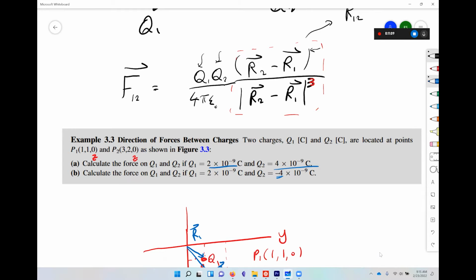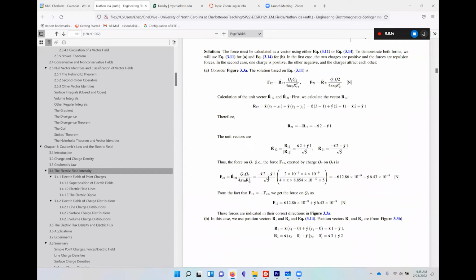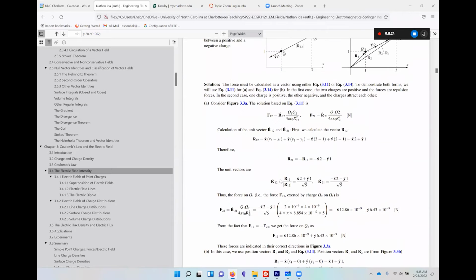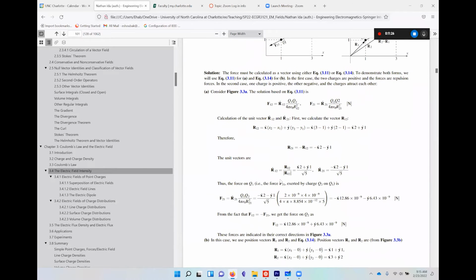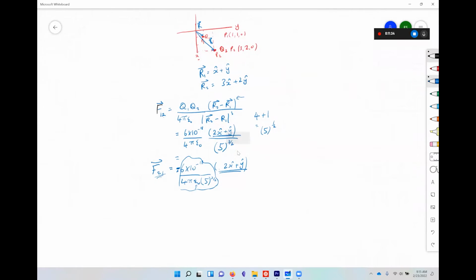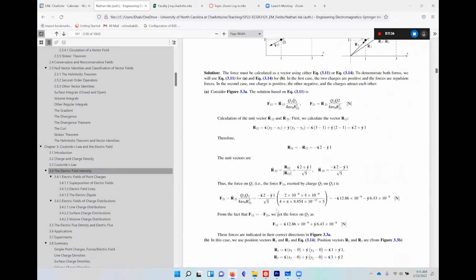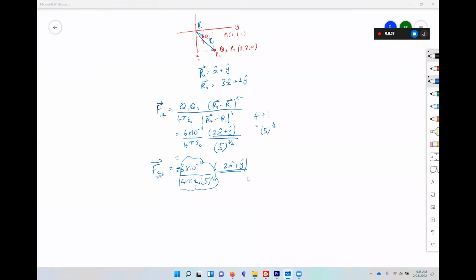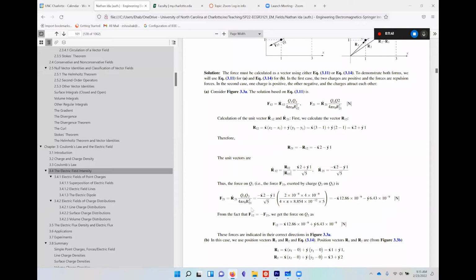So let's do another example. Did he get the same result as me? Let's see. 2 acting on 1. What did I get? 2 acting on 1 is negative 2x plus y. And 1 acting on 2, did he do that? Well, it's the same result.